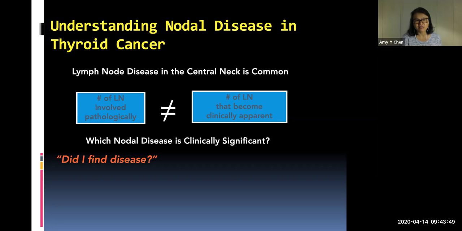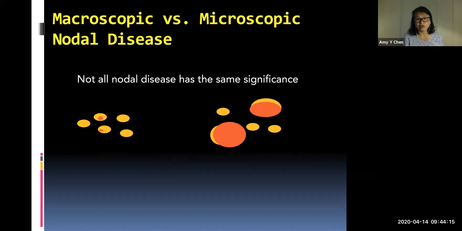So that's what I'm getting at. Which nodal disease is clinically significant? Did I find the disease versus did I help the patient? Now, if I took out that 0.1 millimeter focus of papillary thyroid cancer in a lymph node and also took out 4 parathyroid glands, I certainly didn't help the patient, because not only did I not help them with their cancer control, I did not help them with their hypoparathyroidism. So not all nodal disease has the same significance. Obviously, the 0.1 millimeter focus in a lymph node is not really clinically significant, as there is with extracapsular spread, for example, of cancer outside the lymph node.